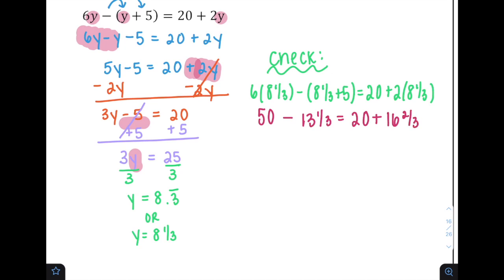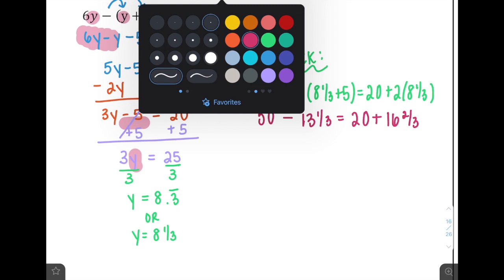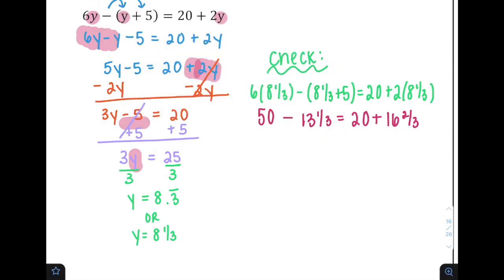So what we're going to continue to do is simplify on either side, not solve for anything, not combine anything, just continue to simplify on both sides. Okay, so if I do 50 minus 13 1/3, I am going to get 36 2/3. And if I add 20 plus 16 2/3, I'm also going to get 36 2/3. And I know that they balance out, they are equal. And I know my 8 1/3 would equal y. And that would be my correct answer.